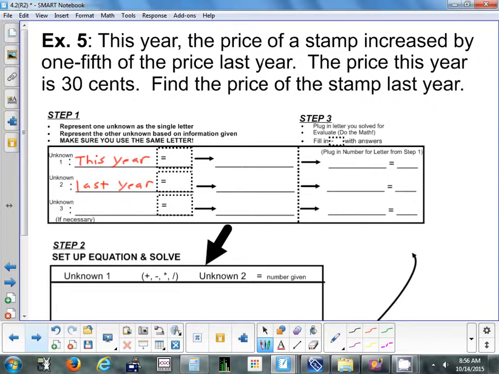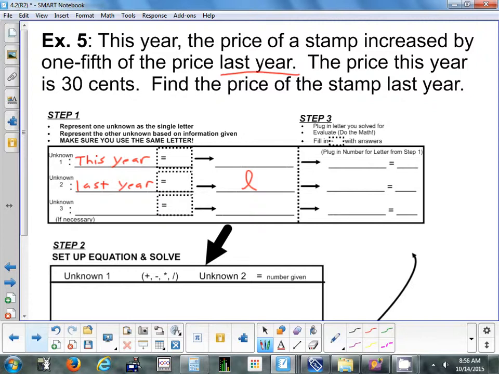So let's decide which one gets the single variable. Oh, I'm looking at the end of the sentence. I see the words last year. I'm going to use L. Okay. We'll come back to that second sentence where it says the price this year is 30 cents. We're going to need that, but not yet.